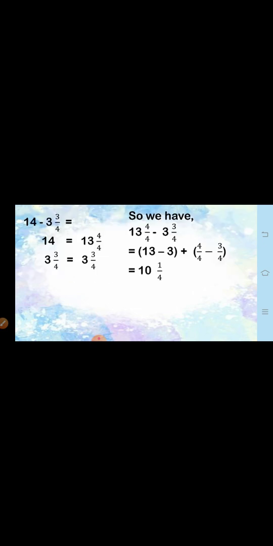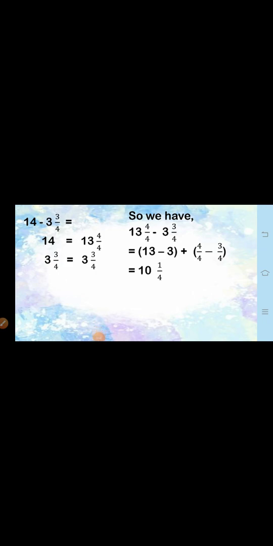Okay, subtraction of mixed numbers and whole numbers. To subtract a mixed number from a whole number, we convert the unit of the minuend into an improper fraction with the same denominator as the fraction in the subtrahend, thus reducing the whole number in the minuend by 1. Okay, example, 14 minus 3 and 3 over 4.